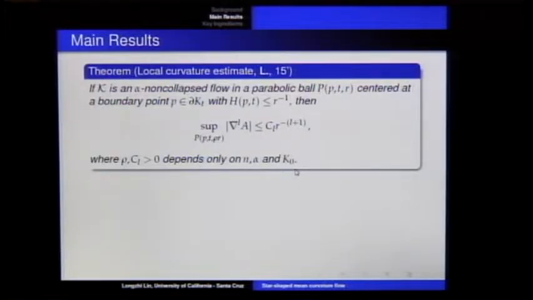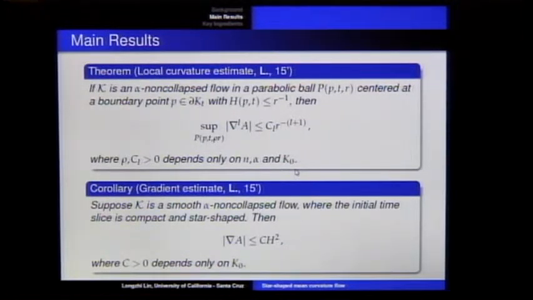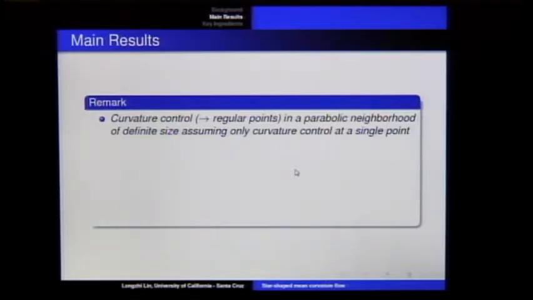And a natural corollary of this is the gradient estimate for the mean curvature flow: the covariant derivative of the second fundamental form is less than or equal to a constant times the mean curvature squared. So that's also needed in the mean convex case, as Huisken and Sinestrari proved. Now, let's try to understand this local curvature estimate a little bit more. First of all, if the mean curvature is uniformly bounded, then you get a regular point because all the covariant derivatives are uniformly bounded, right, by the uniform constant.